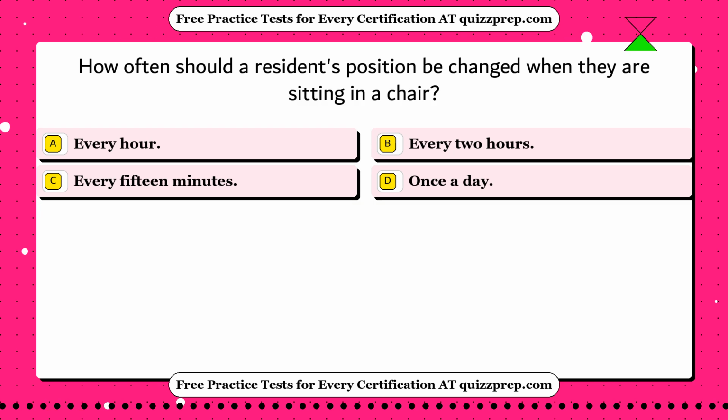Question 79. How often should a resident's position be changed when they are sitting in a chair? Option A. Every hour. Option B. Every 2 hours. Option C. Every 15 minutes. Option D. Once a day.